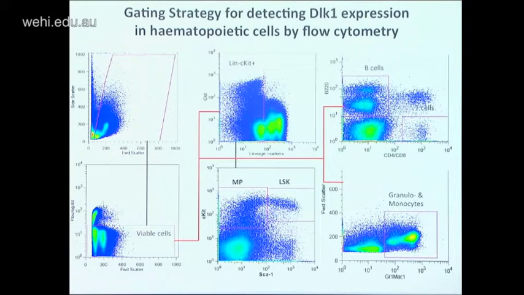If you want to look at the mature cells, you gate on the viable cells, and then look at the B cells, which express B220. These are mature cells, obviously. The T cells, CD4 or CD8 positive, and granulocytes or monocytes, which express GR1 or MAC1. So you can use this gating strategy not only for bone marrow and fetal livers, etc., but also for eye bleeds as well, to look at mature cells.